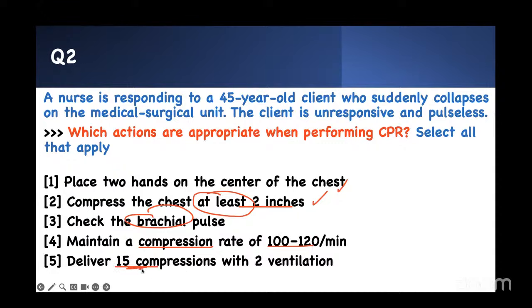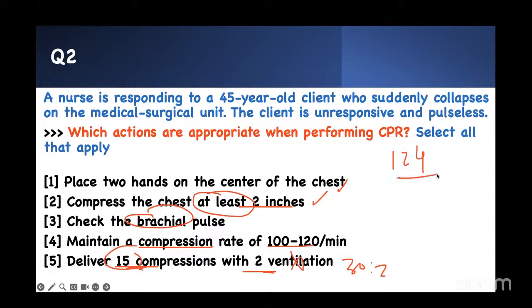The ventilation rate, right? Compression and ventilation, it does not matter whether you're a young person or not, one rescuer or not. It has to be 30 to 2. This is what? 15 to 2. This is for an infant. Therefore, this is wrong. So the right answers are 1, 2, and 4.